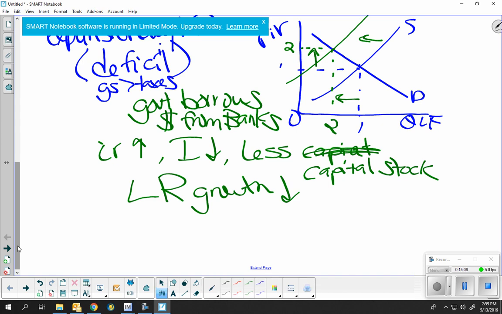But the exact opposite is true if it's a contractionary fiscal policy. Chances are they'll talk about expansionary fiscal policy and crowding out, which is what this is, a whole lot more than they'll talk about crowding in.